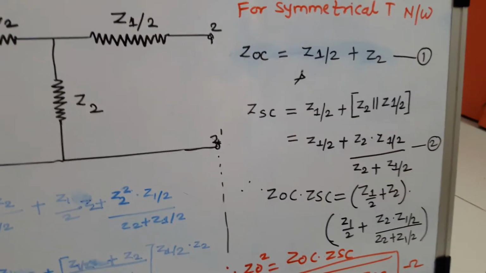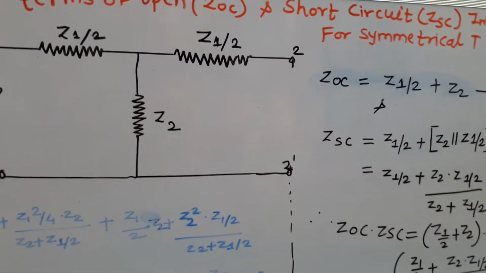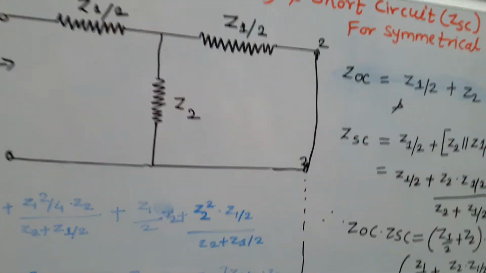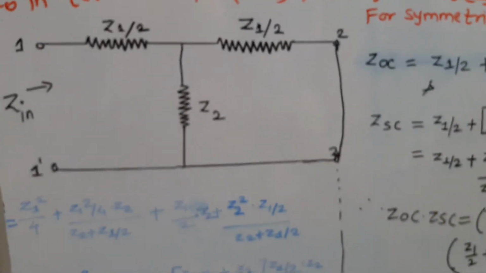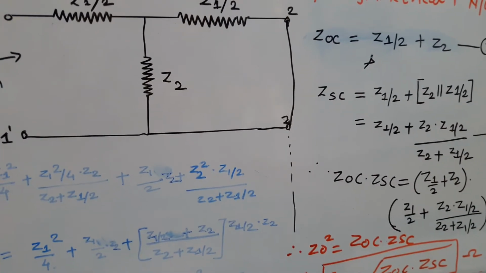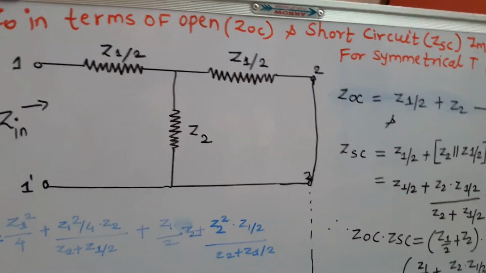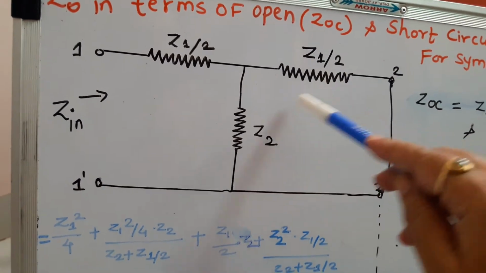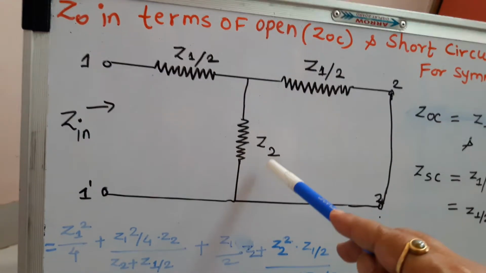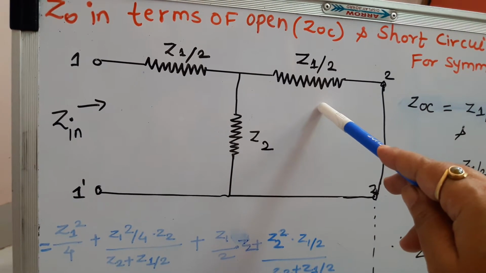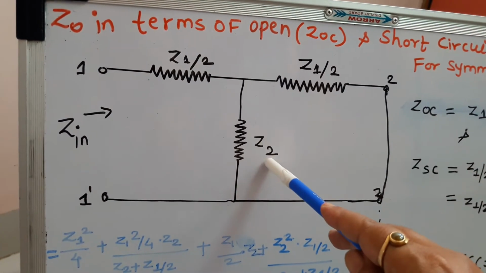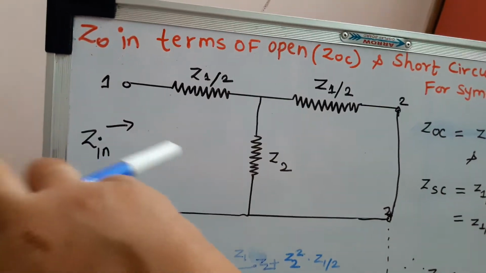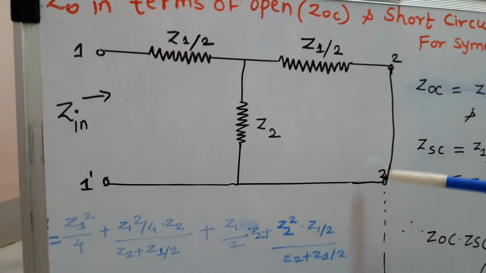Now let us make a short circuit for this network. The terminals 2 and 2 dash are short circuited, like this. Now calculate the short circuit impedance. Z1 by 2 and Z2 are in parallel with each other, so the equivalent impedance of this mesh will be Z2 into Z1 by 2, divided by Z2 plus Z1 by 2, in series with this Z1 by 2.